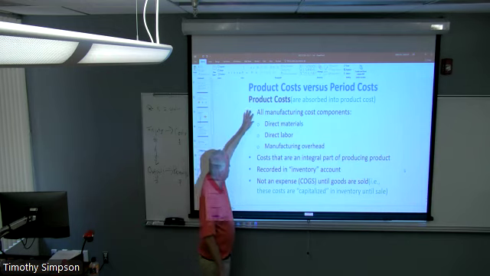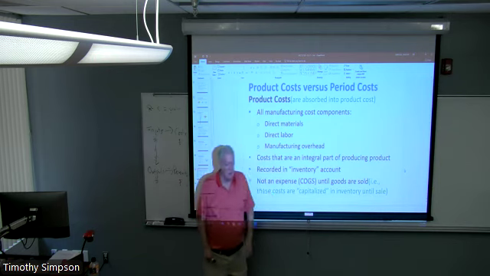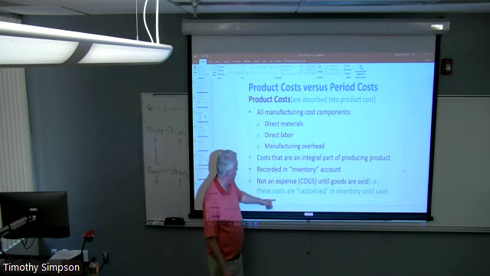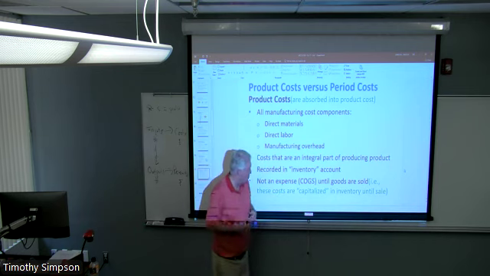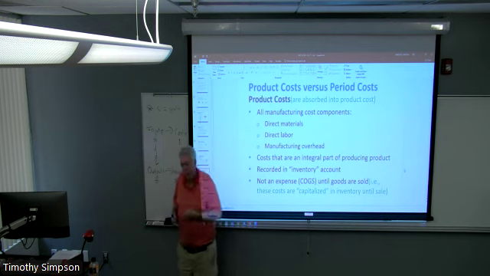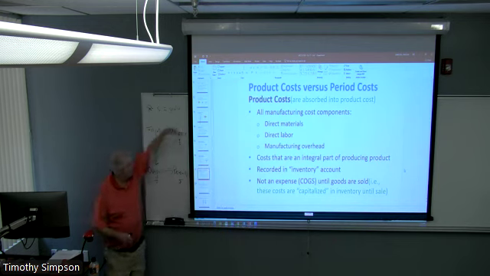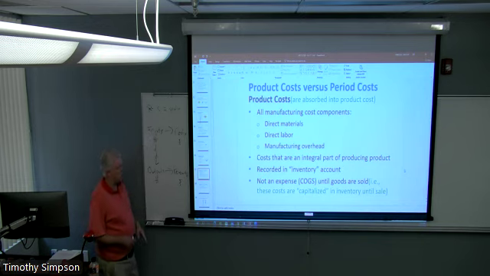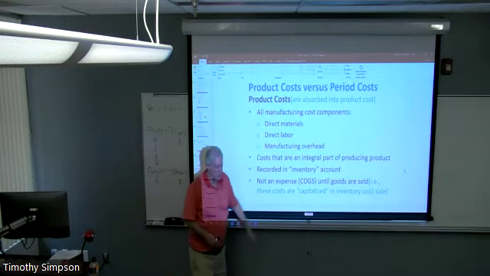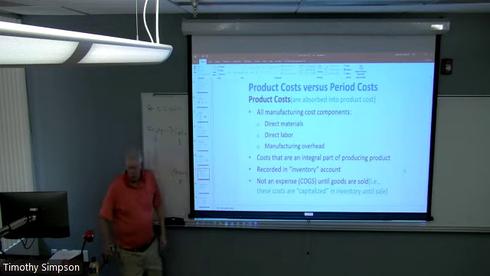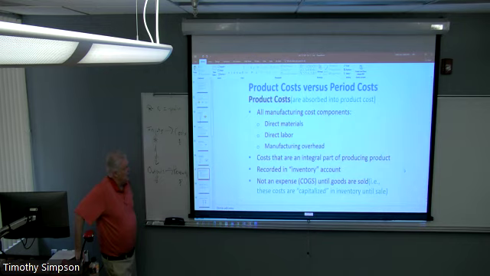Product costs, we say, are absorbed into the product cost itself. In other words, we say these costs are inventoriable, or we capitalize those costs. The term capitalized simply means that we put them into an inventory account or a series of accounts as the goods move from raw materials all the way down to some finished good. We say these costs are inventoriable. And I know that sometimes spell check doesn't like that word, inventoriable, but nonetheless, it's a term of art that we use in the accounting area.